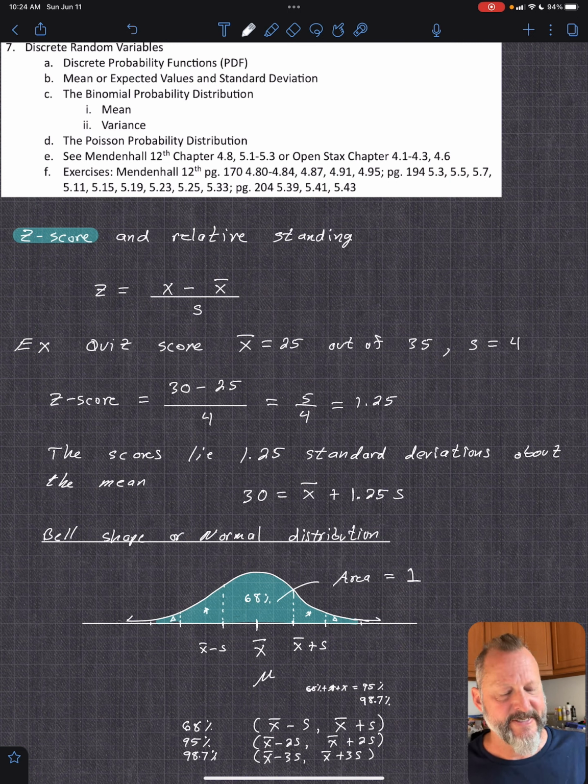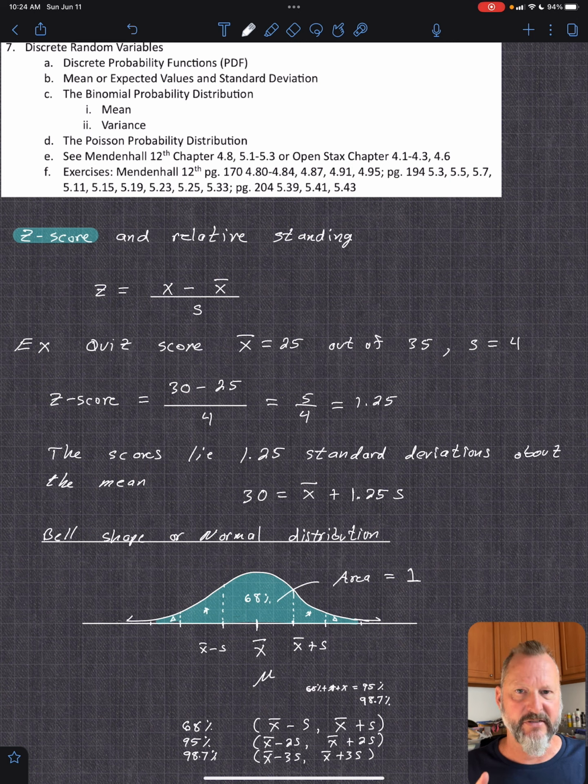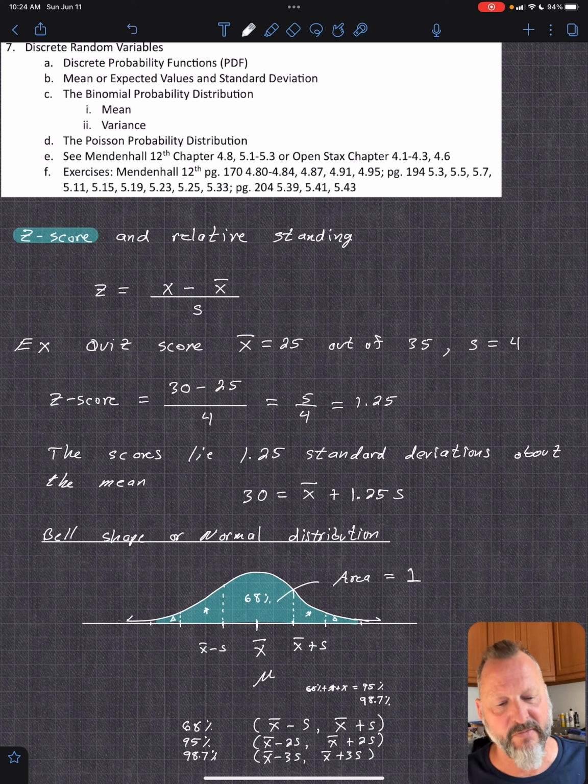So now we're going to distinguish between looking at these curves and different probabilities, whether it's discrete or continuous. So we're going to specifically look at right now discrete probability functions, mean, expected value, standard deviation, and then we'll get into something more specific, which is the binomial probability, and then if we have time, the Poisson probability distribution.